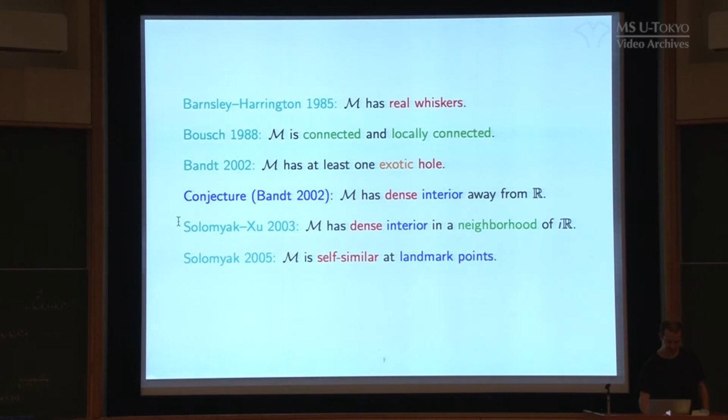So this conjecture was studied over the last 10, 12 years by a few people, most prominently by Solomyak and some of his co-authors. Solomyak and Zhu showed that this Mandelbrot set M has dense interior, at least in a neighborhood of the imaginary axis, so as far away from the real axis as possible. Maybe the geometry is a little bit easier to control, and they were able to show this.